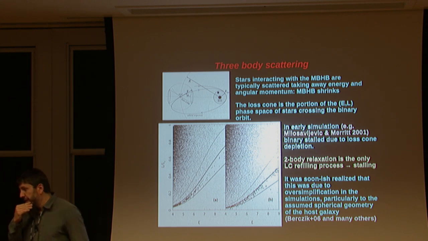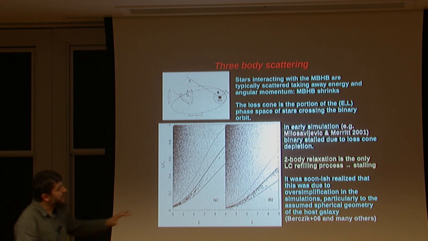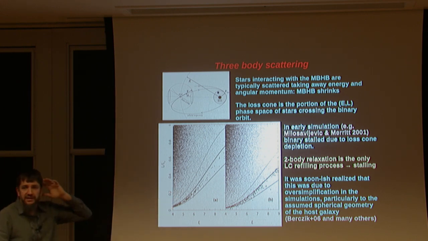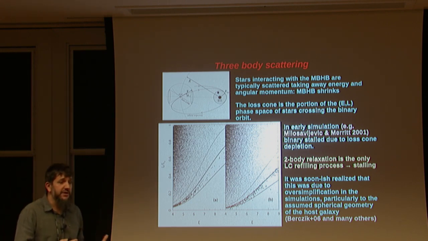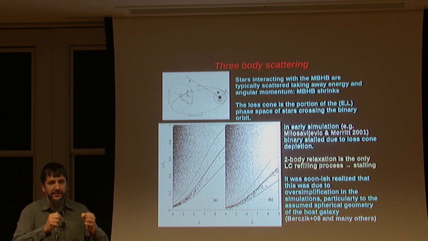So it was realized fairly soon that this was largely, at least in the numerical setup, a problem of the simulations, of the oversimplification of the simulations themselves, in the sense that the first simulations assumed a spherical distribution and just dropped a binary in there, right?